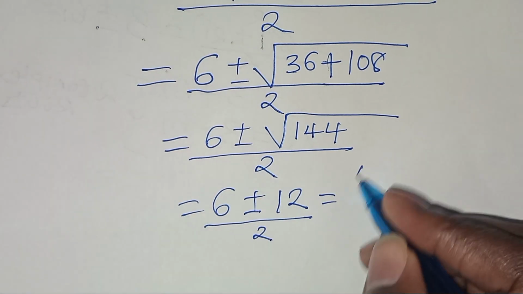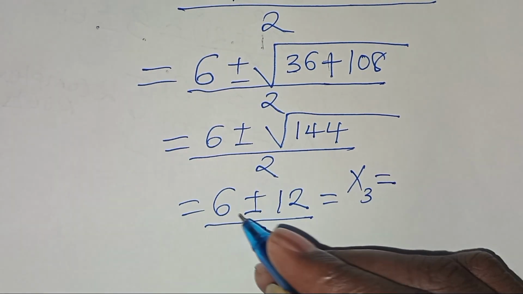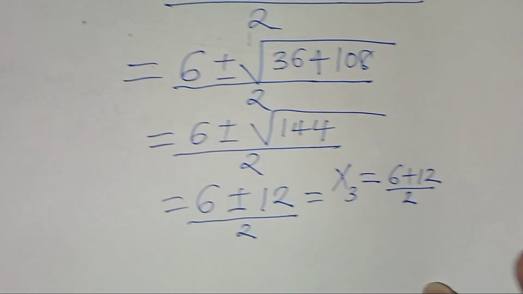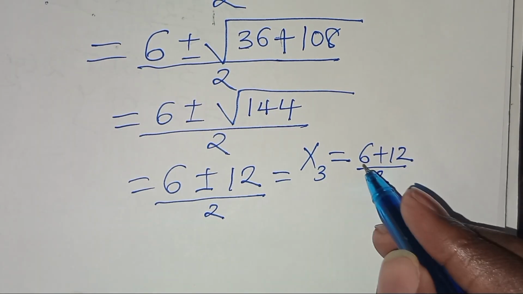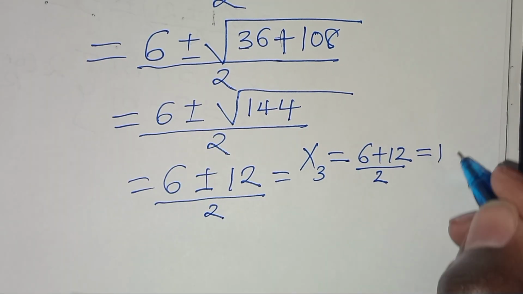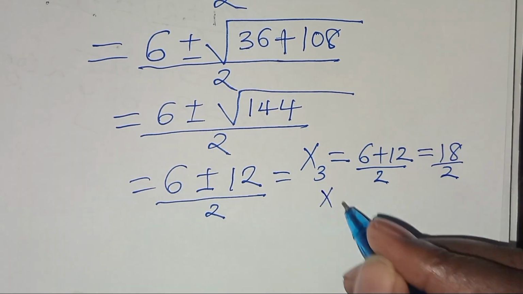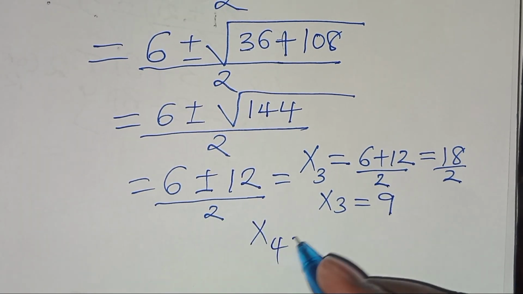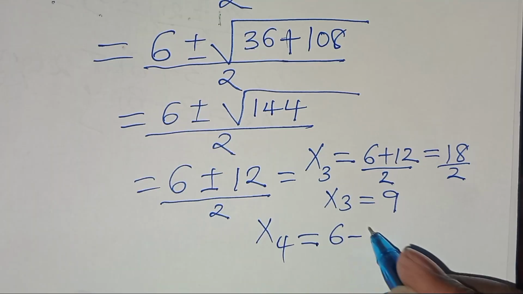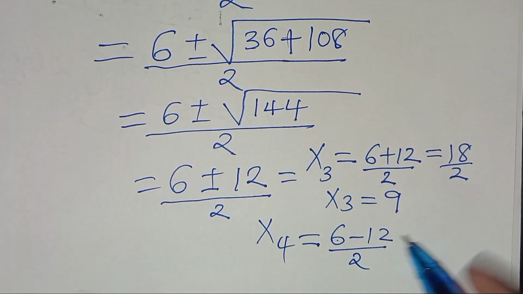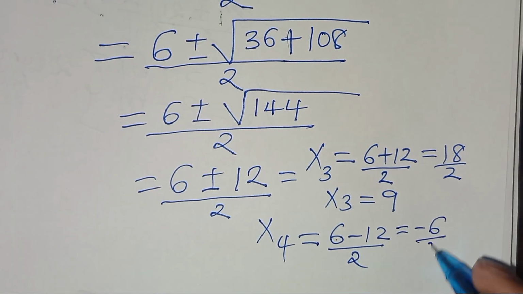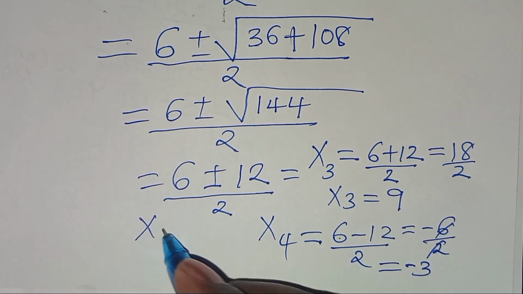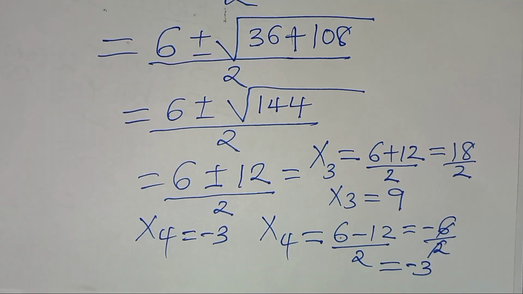So in this case, we have x3 equal to 6 plus 12 divided by 2. So in this case, 12 plus 6, this is equal to 18 divided by 2. And that means that x3 is equal to 9. Now x4 here, this is equal to 6 subtract 12 divided by 2. So 6 minus 12, this is negative 6 divided by 2. And this is equal to negative 3. So x4 here, this is equal to negative 3.